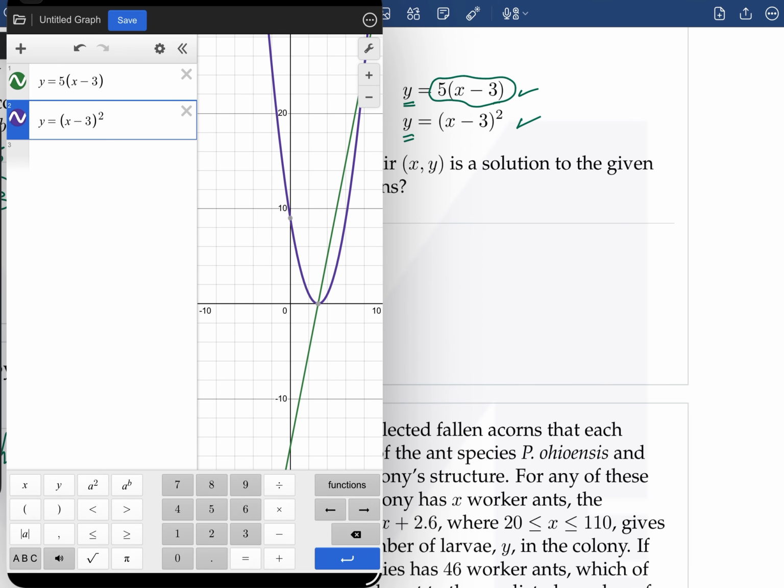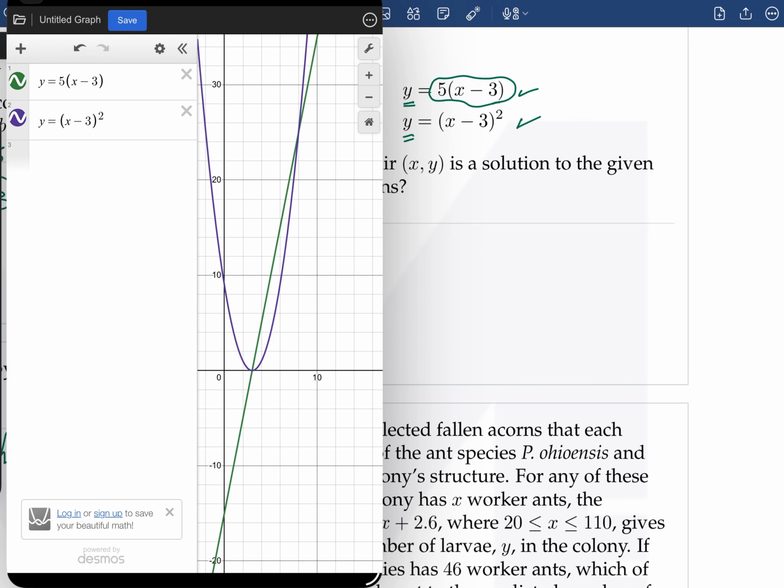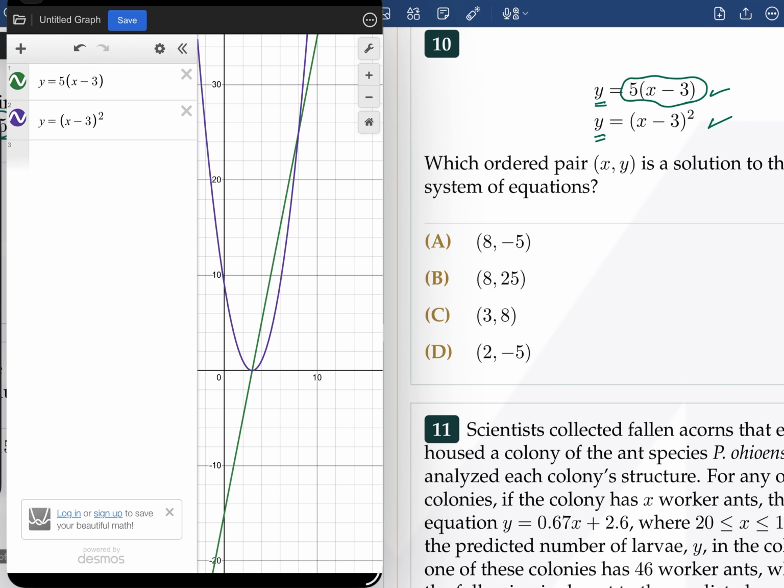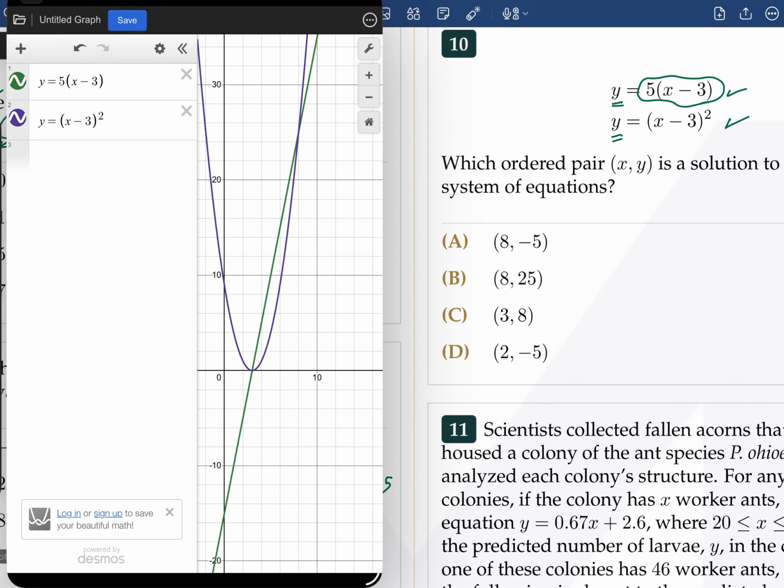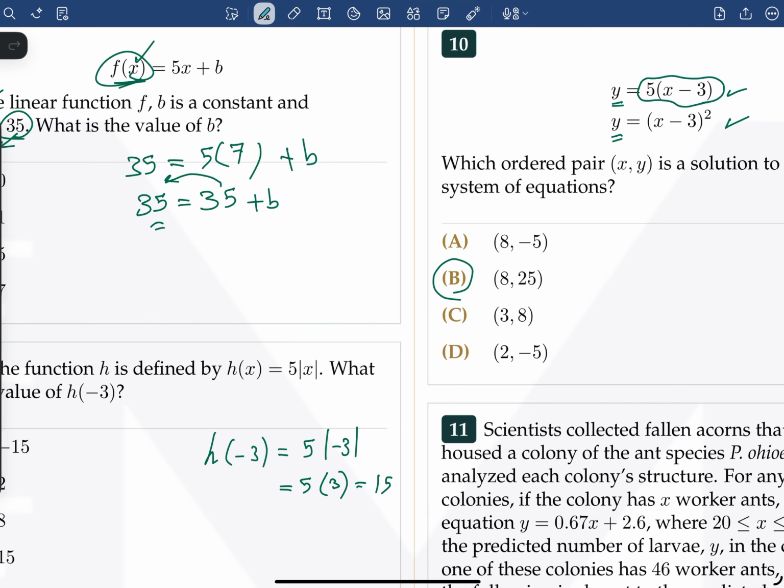And then we have this graph, as you can see here. We need to get the intersection. Which ordered pair is our solution? If you press here, you get 8 and 25, which is letter B. If you click here, you get 3 and 0, which is also a solution, but it's not listed in the options. So we can just choose 8 and 25, which is letter B. That was the answer of question number 10.